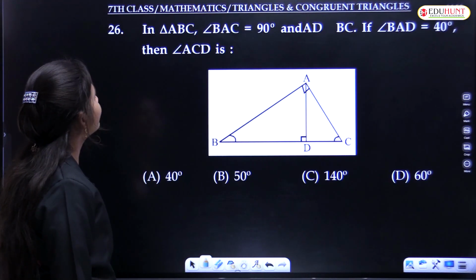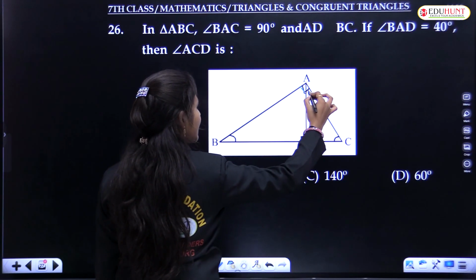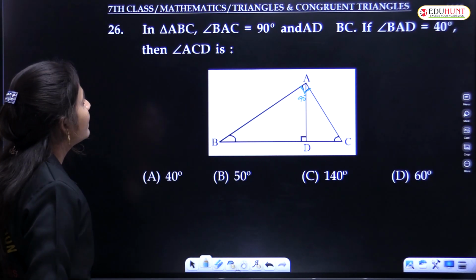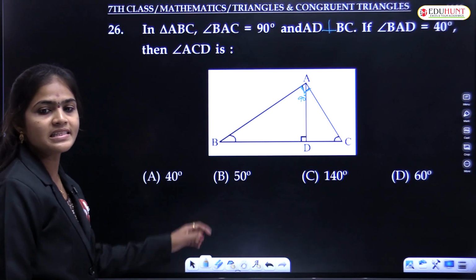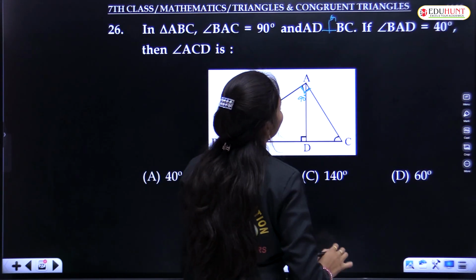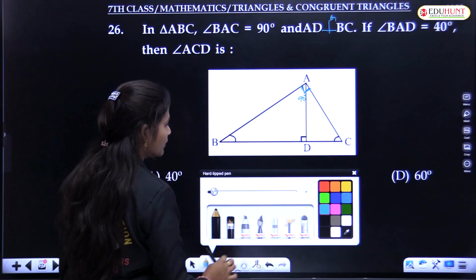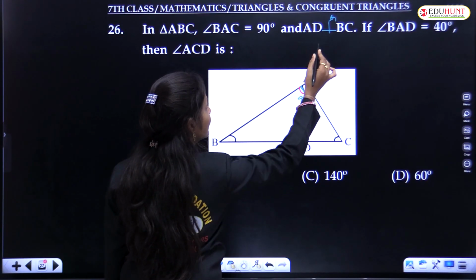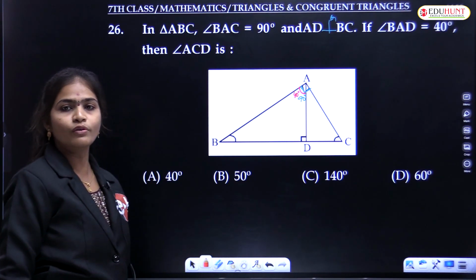So children, see here, in triangle ABC, they are saying that angle BAC is equal to 90 degrees. Now here AD is perpendicular to BC, the symbol is missed here, so that is AD is perpendicular to BC. Now if angle BAD is equal to 40 degrees, this angle they have given, no? So I am changing the color, see here. This angle they have given is 40 degrees.